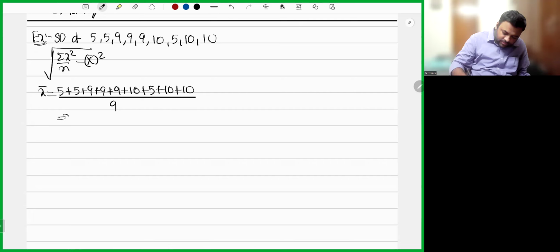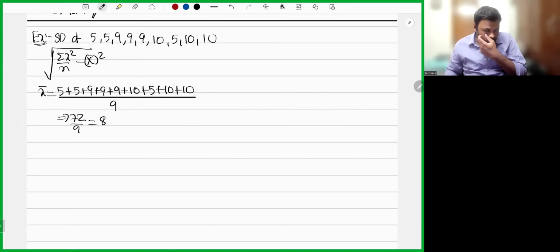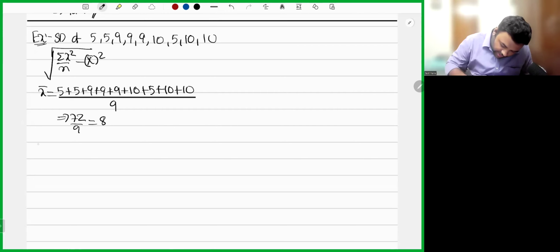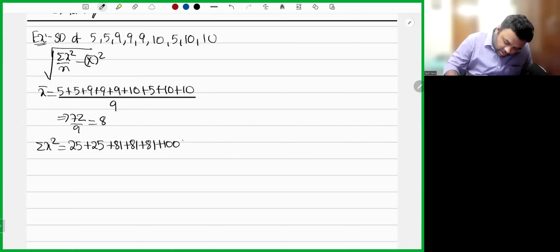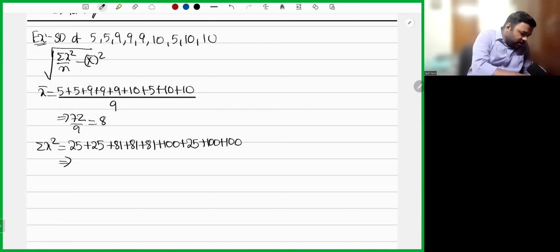$72 by 9. I hope x bar is 8. Okay. Now, summation of x square. 5 square 25, 5 square 25. 9 square 81, 9 square 81, 9 square 81. 10 square 100, 5 square 25, 10 square 100 plus 10 square 100. 300 plus 75.